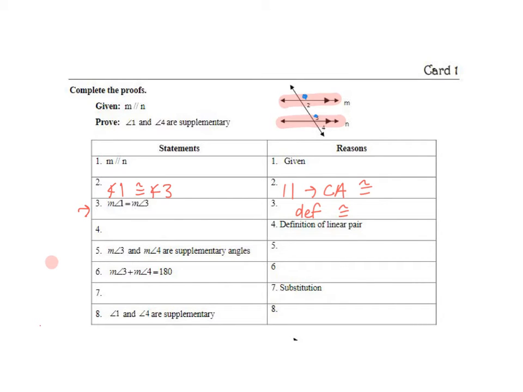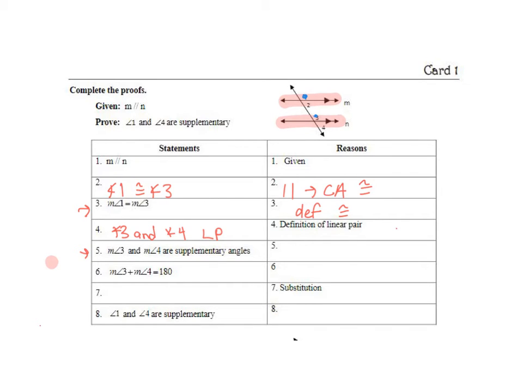So the next thing I see here is that the reason that's given to me is a linear pair. And although I see two sets of linear pairs here, angle 1 and angle 2, and angle 3 and angle 4, I have to keep in mind what I'm trying to prove. I'm trying to prove angle 1 and angle 4 are supplementary. So I want to use that angle 3 and angle 4 are a linear pair.